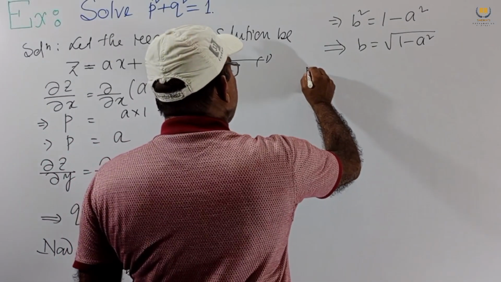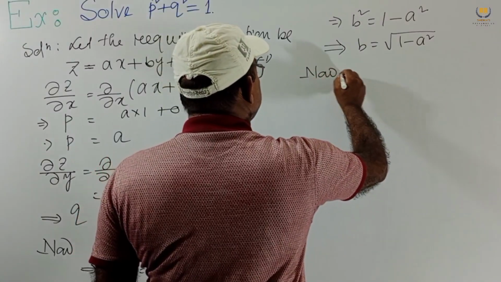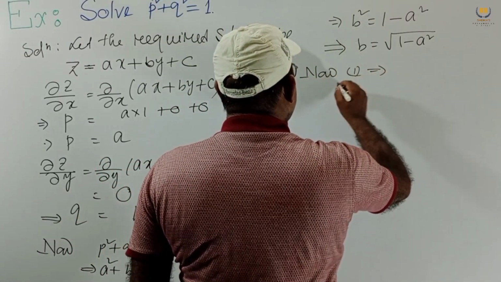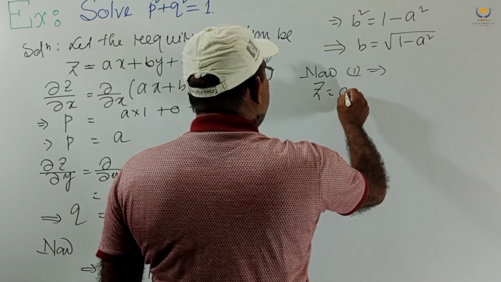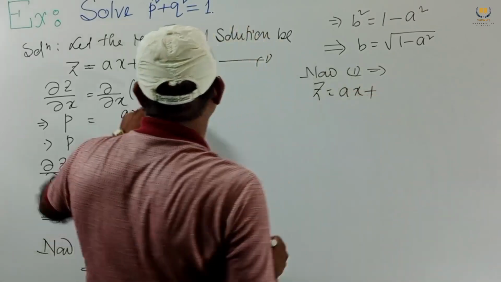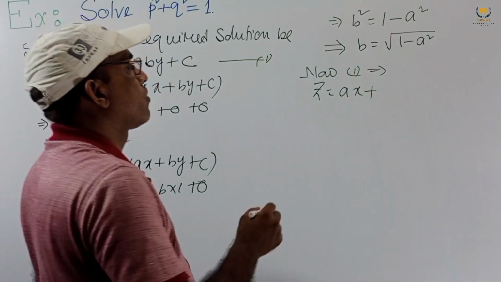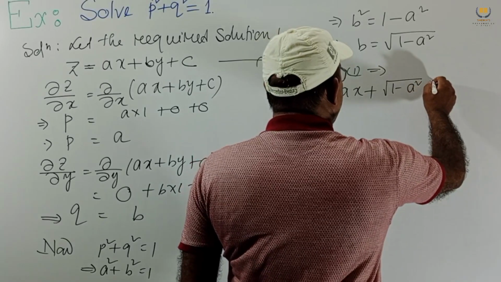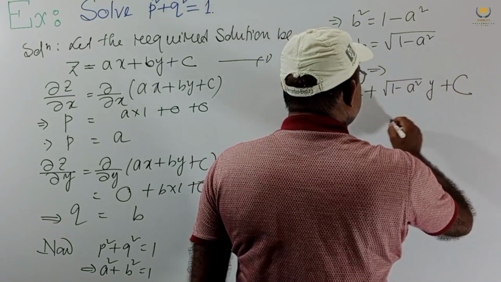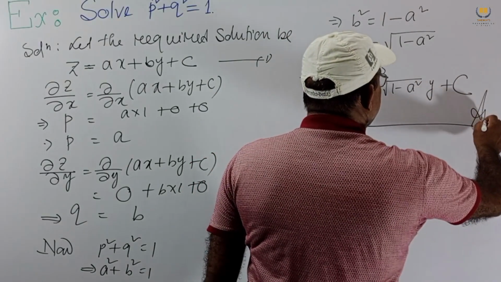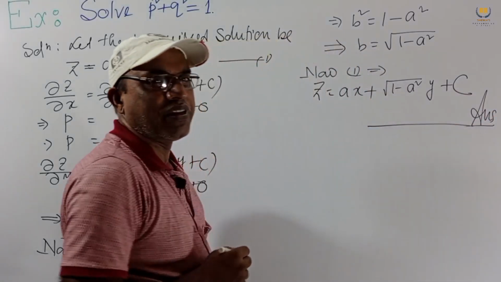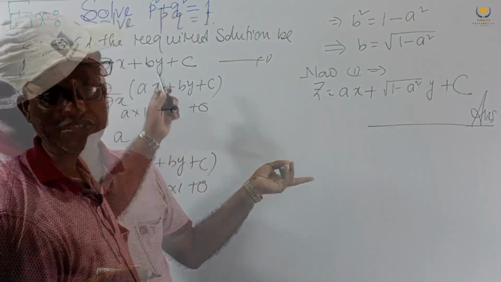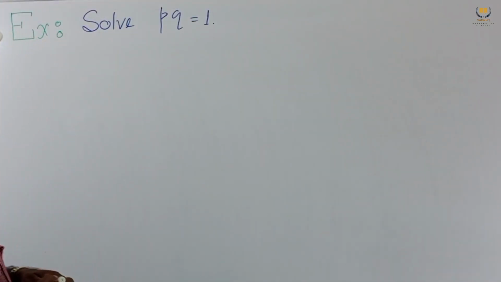Now 1 implies z equal to ax plus by, where b means root over 1 minus a square, so z equals ax plus root over 1 minus a square into y plus c, and this is the required solution of the given problem. Very easy solution. Another problem: solve pq equal to 1.